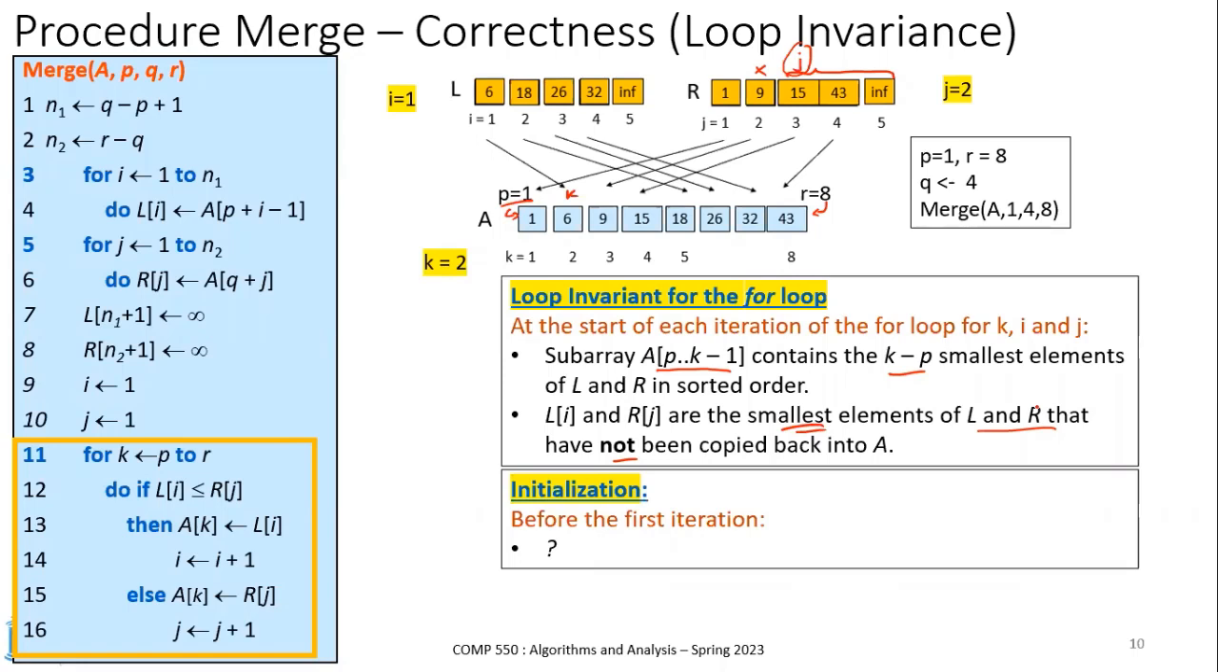Must be the smallest element, yeah. It could be a sort of sub-statement. Based on the other facts, it can be proven that the L sub I and R sub J elements are in fact the smallest elements which have not yet been copied. But it's nice to sometimes express that if it really becomes helpful. Yeah.